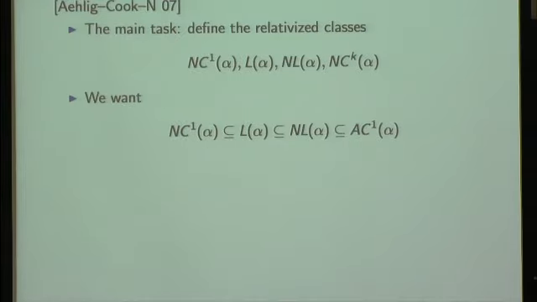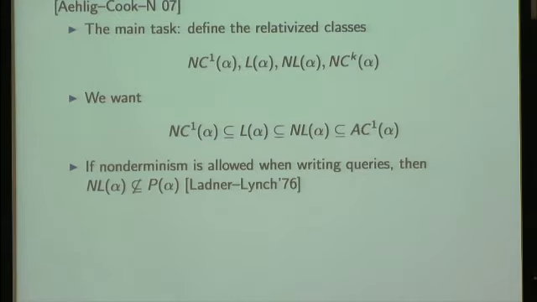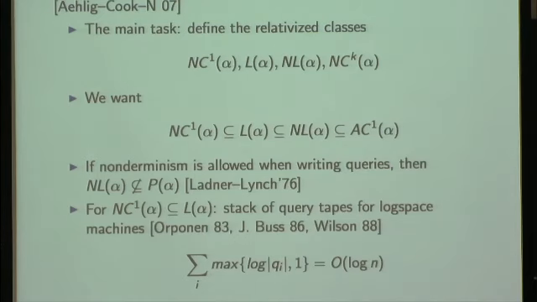So what do I mean by having a sensible definition? What we want is that the relativized classes must obey the usual inclusion sequence that we had for the traditional ones. The definition of oracle machine in this case turned out to be quite delicate. For example, if you allow the NL machine to write a query when it is non-deterministic, then it can be shown that NL alpha is not contained inside P alpha. Because of this, we have to make sure that the machine is deterministic when it writes an oracle query.